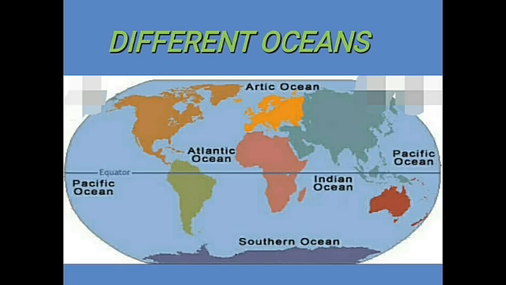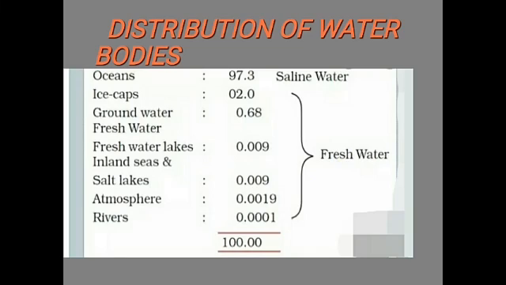Students, on the earth we have a lot of water in the form of oceans. We have the Pacific Ocean, Atlantic Ocean, Arctic Ocean, Indian Ocean, Southern Ocean, etc. And all these oceans have plenty of water. But all that water is not good for drinking. On the earth's surface, we have a very small percentage of drinking water. So let's see now the distribution of water bodies.